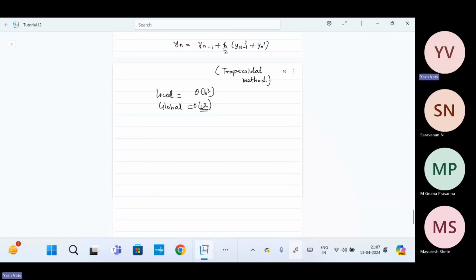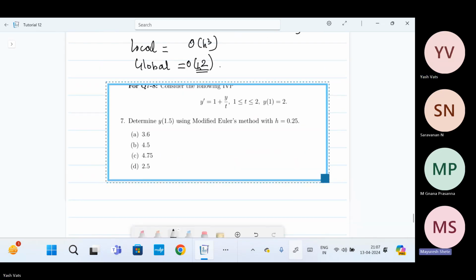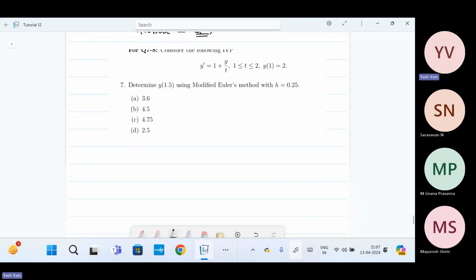Okay. So I will discuss this problem. y dash is 1 plus y by t, t is between 1 and 2, and y1 is 2. Determine y1.5 using the modified Euler's method with h is 0.25. Can you try with me?